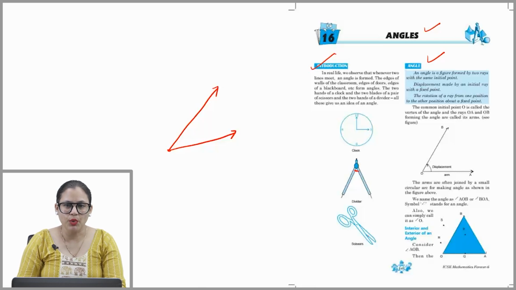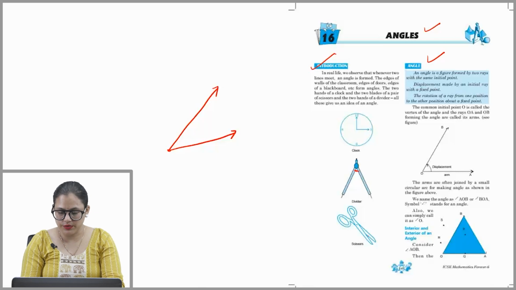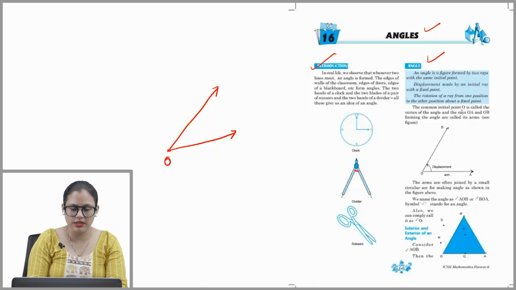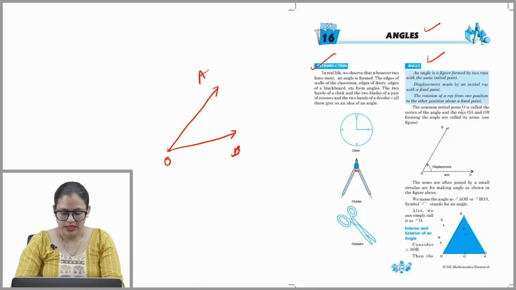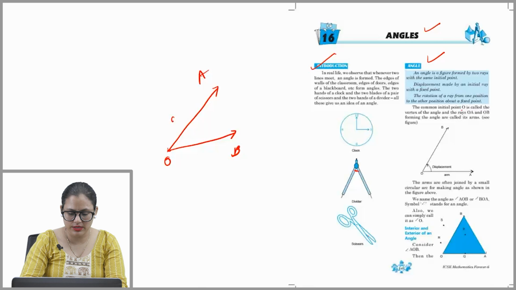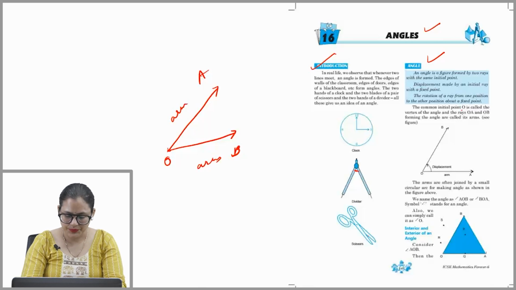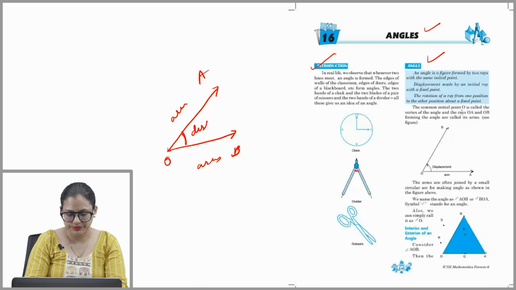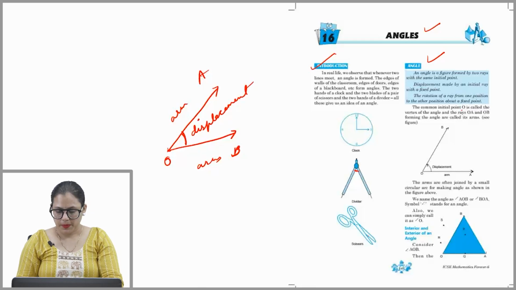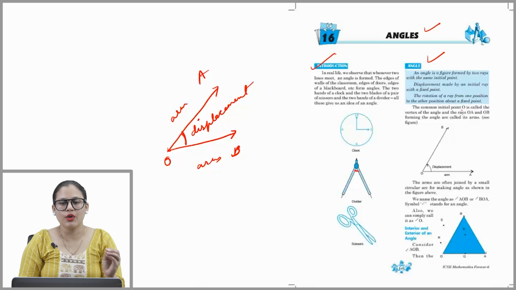The common initial point O is called the vertex of the angle, okay? This is the vertex. And the rays OA, OB forming the angle are called its arms. These are arms. OA, this is an arm, OB, this is an arm, okay? And this is the displacement, right? The arms are often joined by a small circular arc for making the angle, as shown in the figure above.